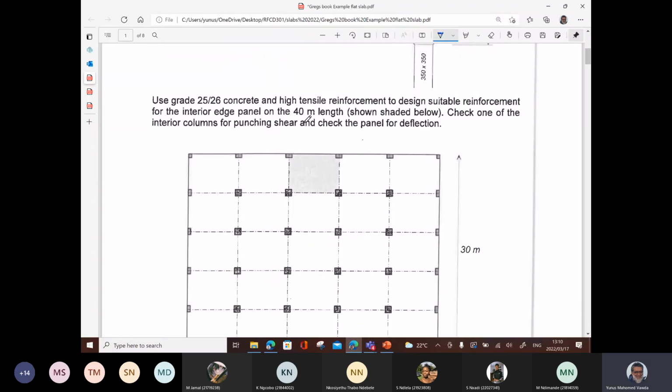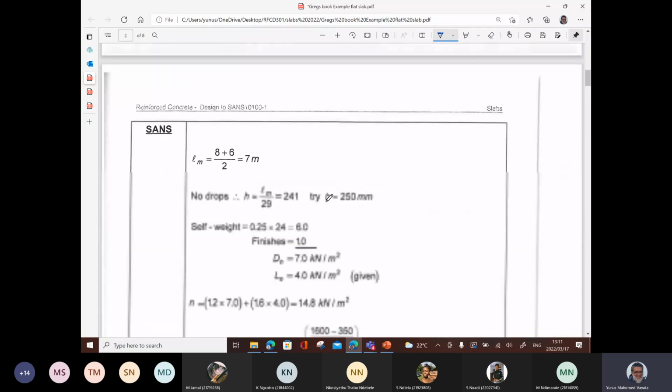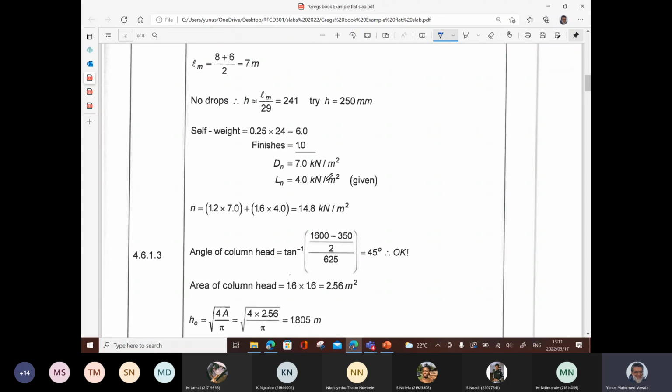For the interior edge panel on the 40-meter length, shown shaded below, check one of the interior columns for punching shear and check the panel for deflection. So we start with lm, the mean or average length. It's 8 plus 6 divided by 2, which is 7.